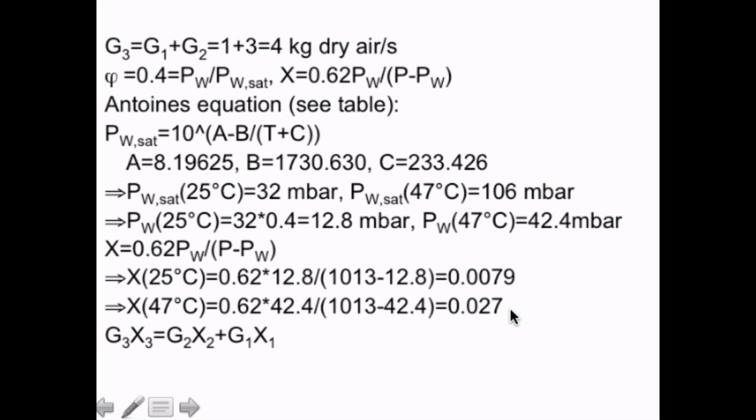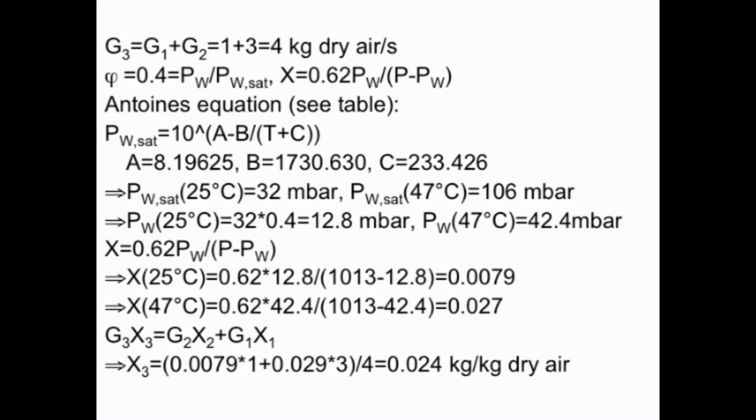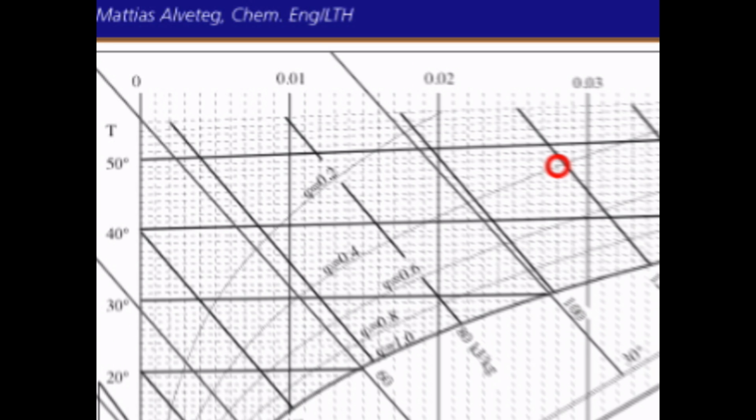0.027. Now we can make the mass balance for water, and we get 0.024 kilogram of water per kilogram of dry air. Note here that this was G1 times the water content in G1. Okay, so that's the solution, but we can do that in the Mollier diagram as well.